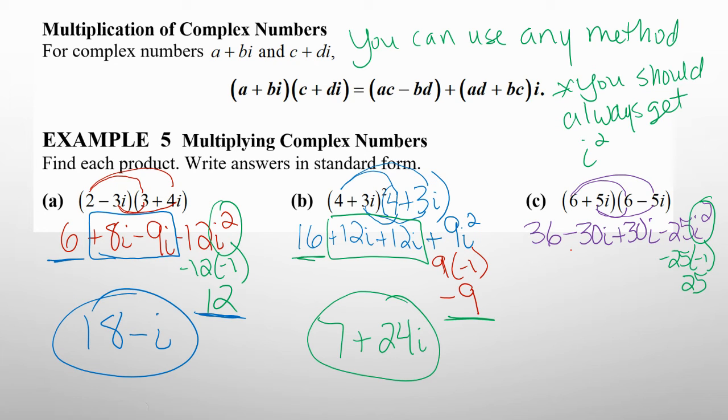That makes our like terms negative 30i plus 30i and 36 plus 25. Well, these 30 and negative 30 add to 0. So 36 plus 25 is 61, and we have 0 i's. So if they ask you to write it in standard form for complex numbers, you have to write that 0i. Otherwise, you can just write 61.